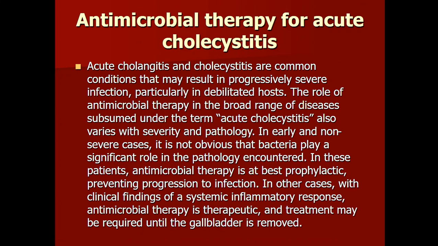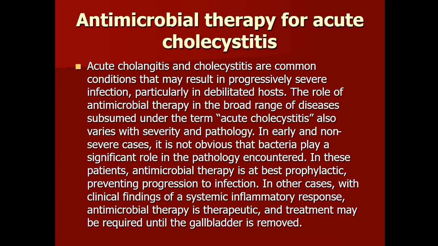In early and non-severe cases, it was not obvious that bacteria play a significant role in the pathology encountered. In these patients, antimicrobial therapy is at best prophylactic, preventing progression to infection. In other cases with clinical findings of a systemic inflammatory response, antimicrobial therapy is therapeutic and treatment may be required until the gallbladder is removed. Local antimicrobial susceptibility patterns and antibiogram should be considered for use.